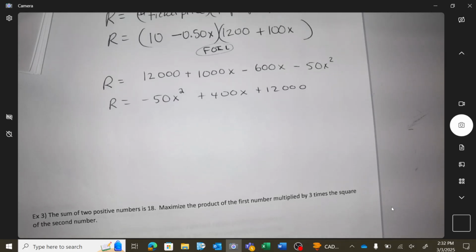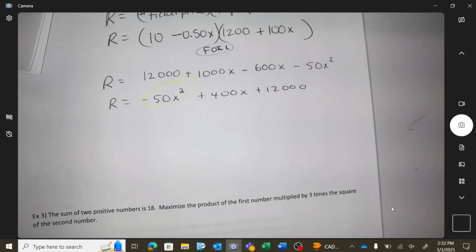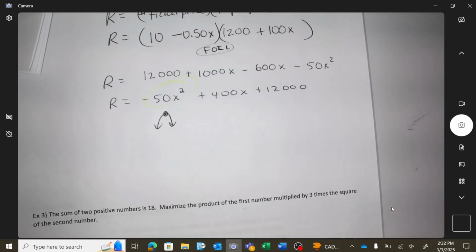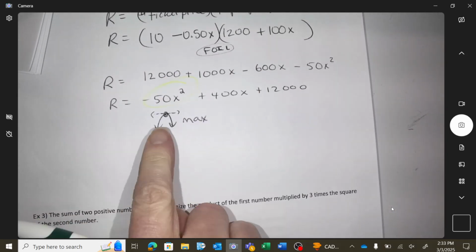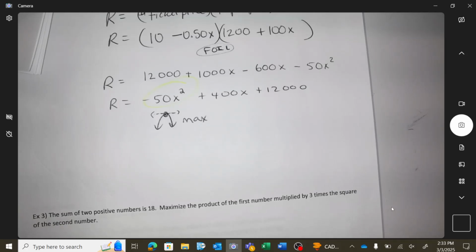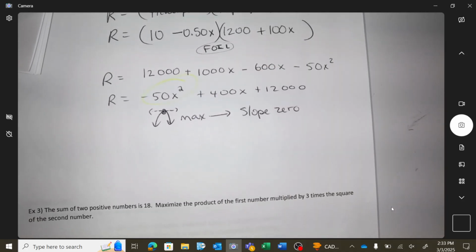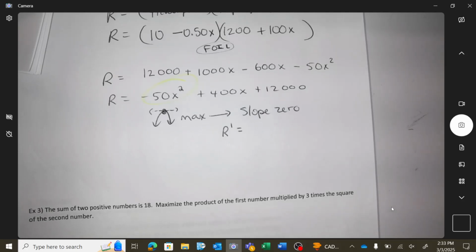Okay, so what do I know? Negative 50x squared is the boss of this function, so that's going to tell me x squared. Negative is a parabola shape, that's what the graph of it would look like, and I would have a max. And what do I know about maxes? The tangent line slope would be 0. Same idea, right? Okay, so I need you to derive, to get me that slope equation.